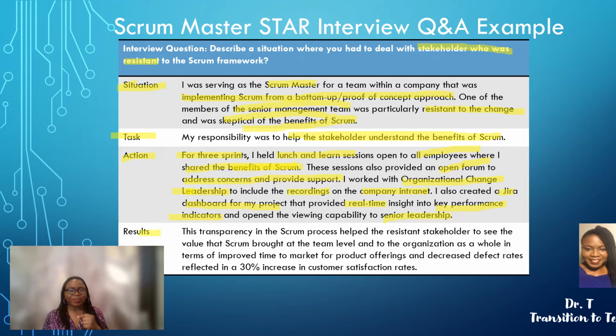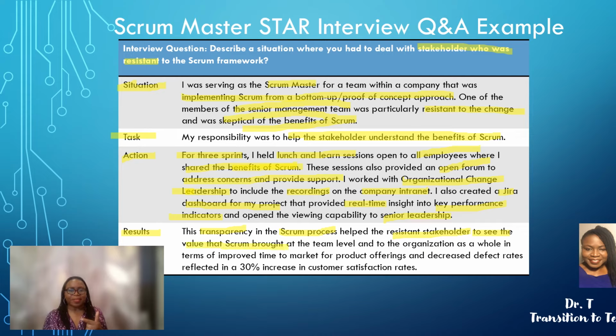Now you want to round this question up with, well, what were the results of that training and knowledge sharing that you gave, and then that actual implementation and solution delivery under the Scrum framework. So here's where you talk about the transparency of that dashboard and the training that you gave related to the Scrum process, how it helped that resistant stakeholder to see the value.